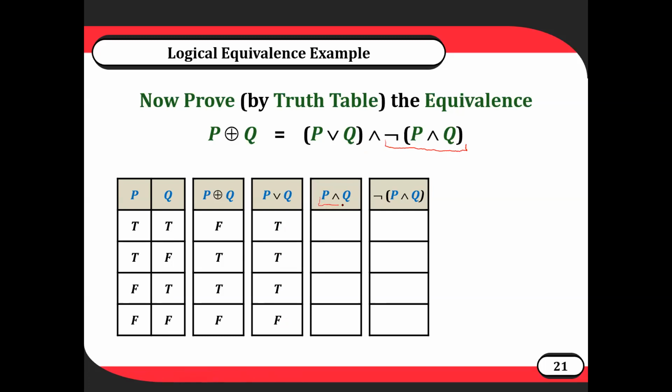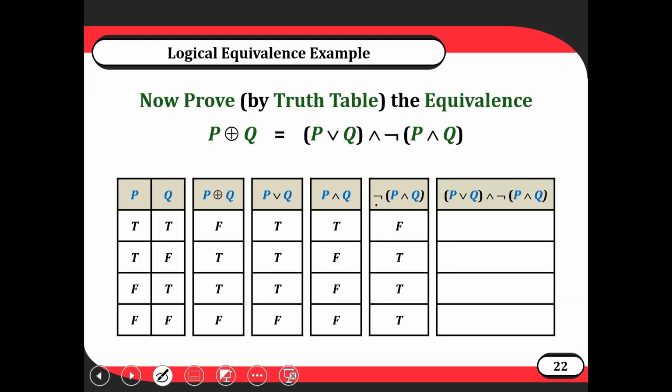Now we want to evaluate our next sub-expression. We start with the expression without the negation. So P and Q is only true if both of them are true. So in this case, it's true. In all the other cases, there's at least one false, so this must be false. And then the negation of P and Q is simply the opposite of whatever value we have here. So we have false, true, true, and true.